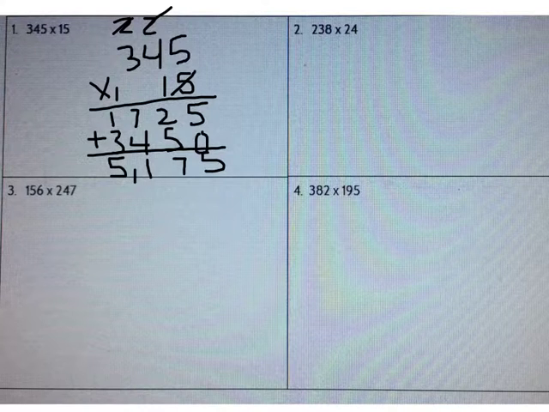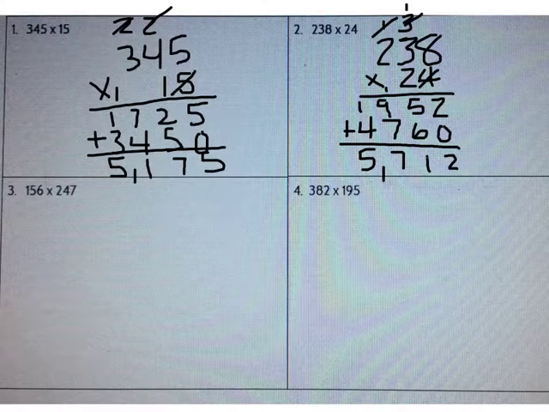Now you try 238 times 24. 238 times 24 is 5,712. Last week, we also learned how to multiply three-digit numbers. Let's try one.